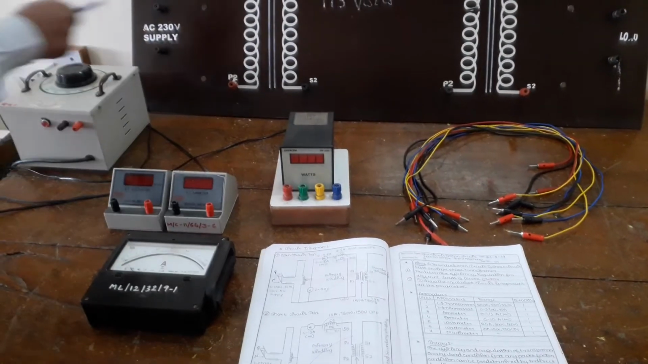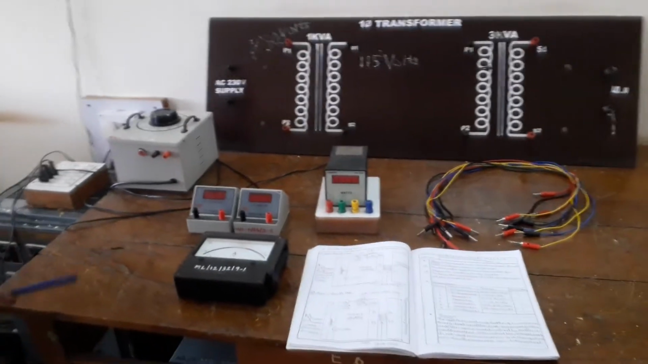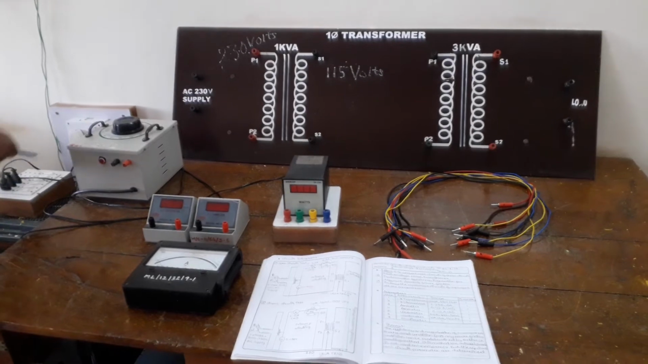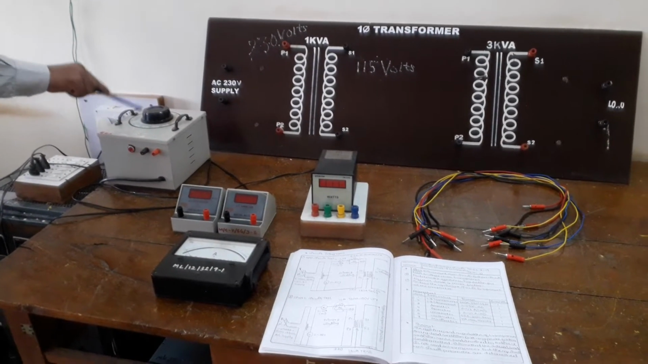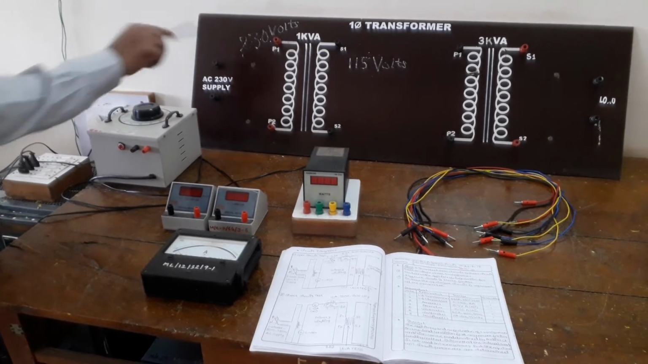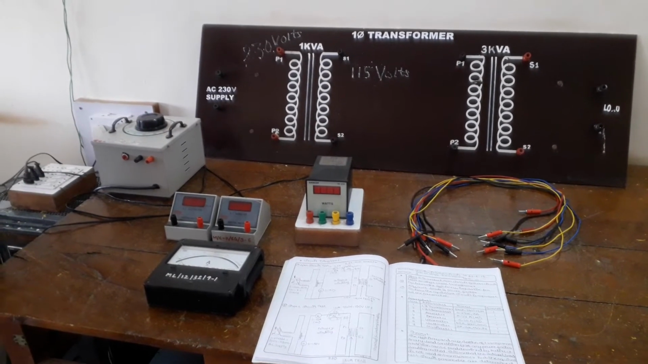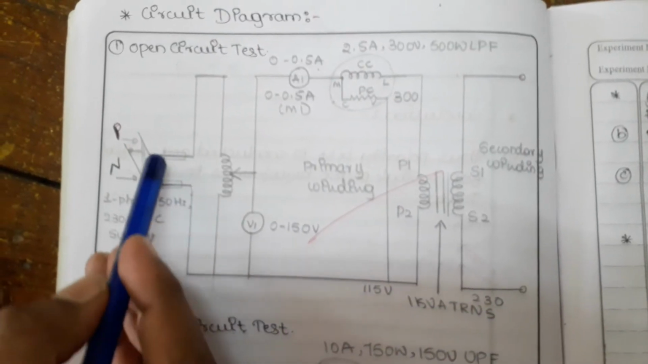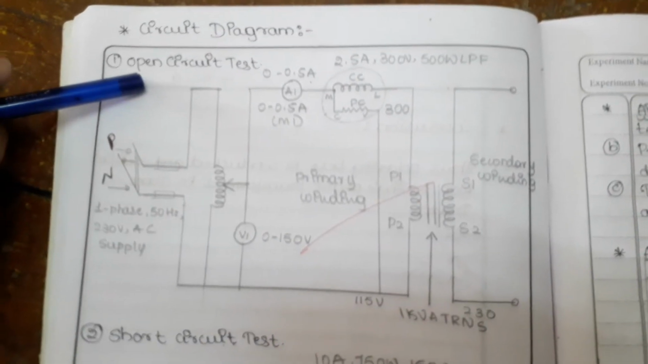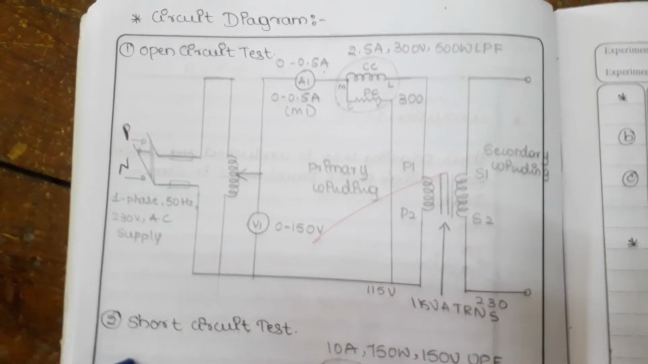All these are the equipment required for the OC and SC test, and the input supply will be taken from this board via this auto transformer, and from there all the connections will be made. Now we will see the circuit diagram for the open circuit test, followed by the short circuit test.